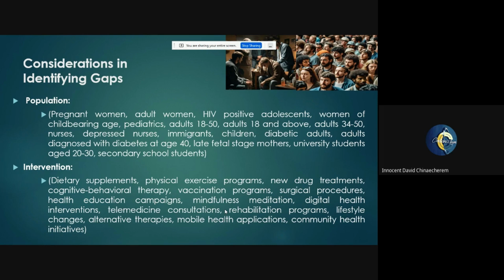Mobile health applications, community initiatives, public health programs, anything you want to call it, could come inside your intervention. That means with only the knowledge of these two, because primarily when we are making our search, we usually use the population and intervention or problem, right? Those have a very large role to play in our search. Because for you to formulate your gap, the next thing is to do a proper search.